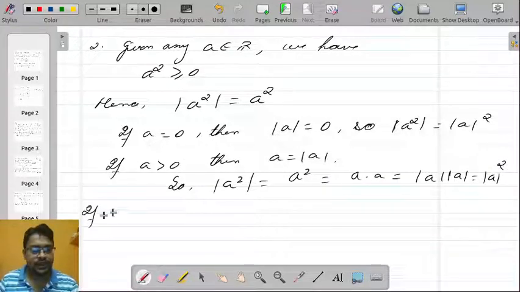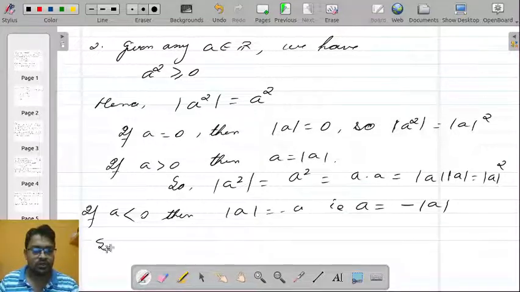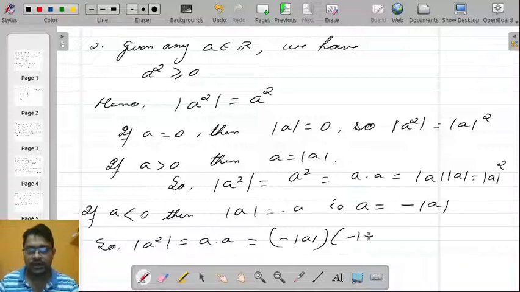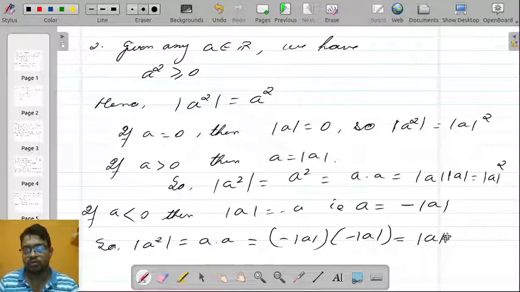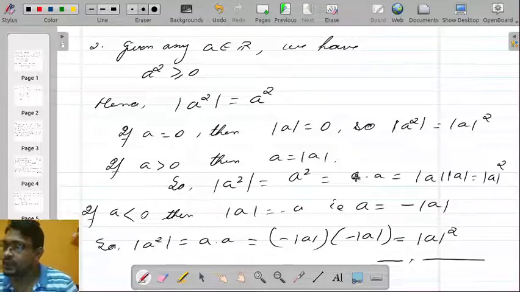Okay, if A is less than 0, then mod A is equal to minus A, that is A is equal to minus of mod A. So mod of A square is actually equal to A into A. This is always true for this one. So this A can be written as minus of mod A multiplied with again minus of mod A. So minus of mod A into minus of mod A, that is actually mod A square. Okay, so we have proved for all cases, right?